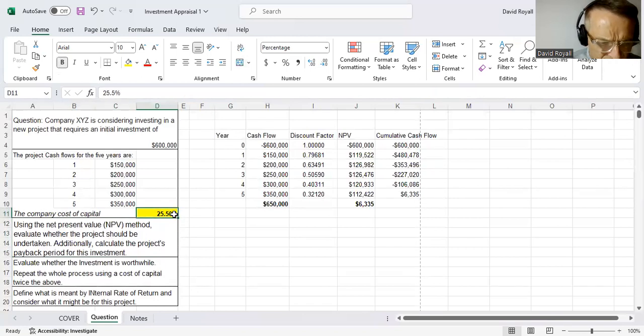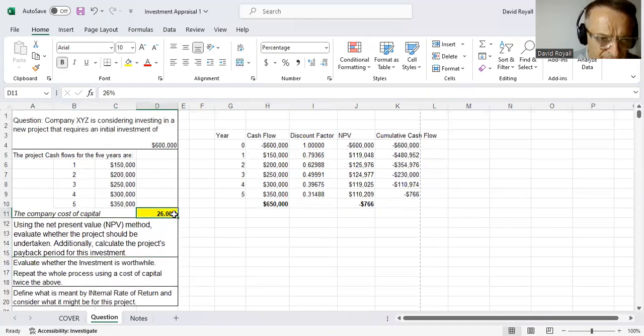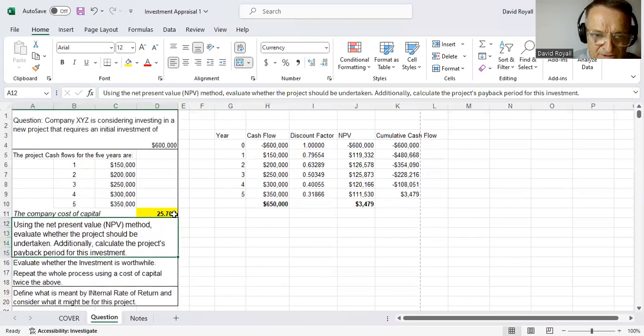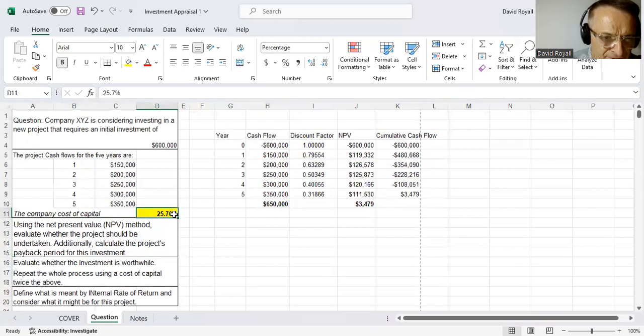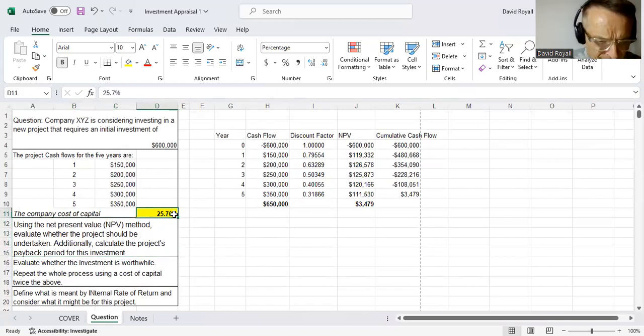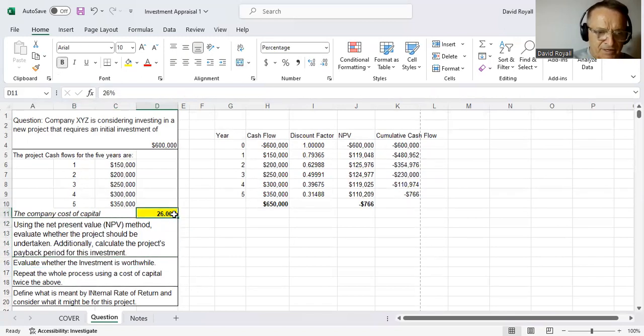So we tried 25, didn't we? 26 gave us a negative figure. So that's just me. I'm just playing around, and that's the fun you can have with these things. Okay. Right. Well, you're going to get a figure of just over 25. I think we've established that. So 26% is, to the nearest percentage, your internal rate of return.